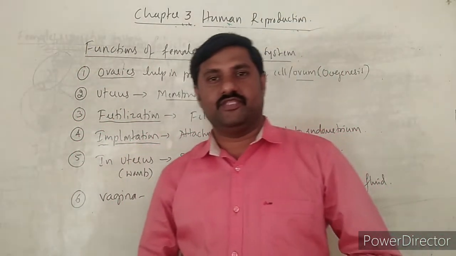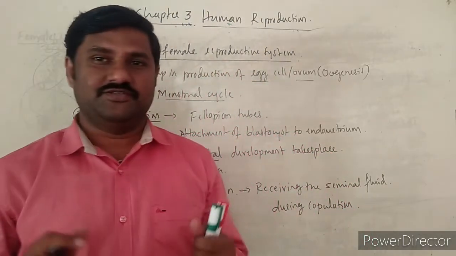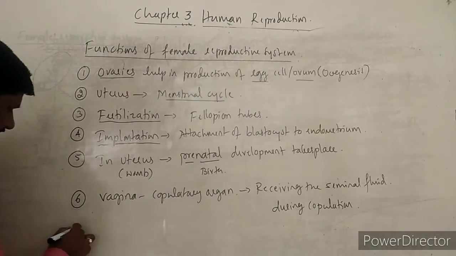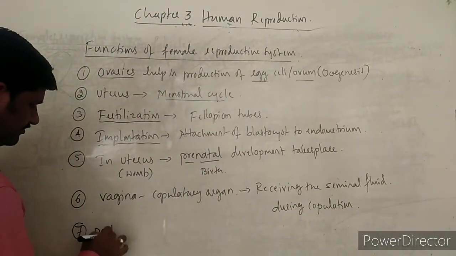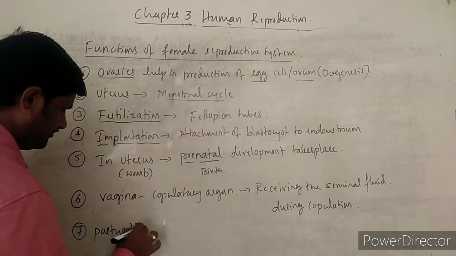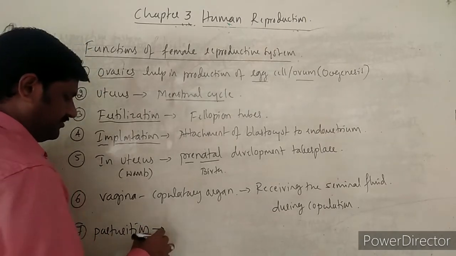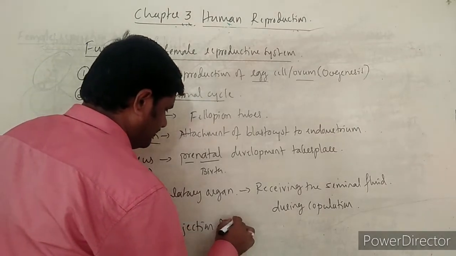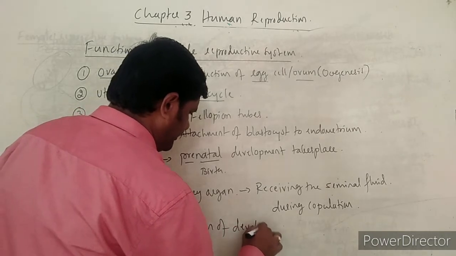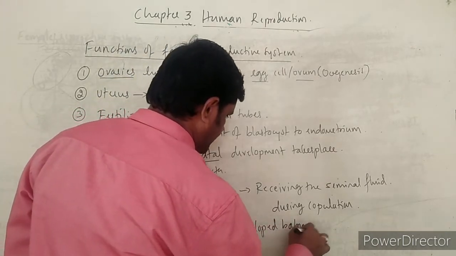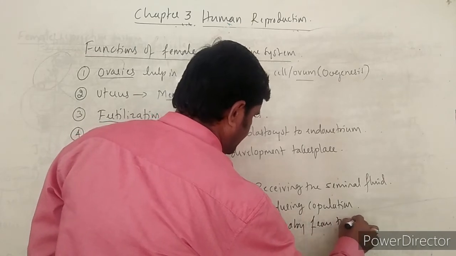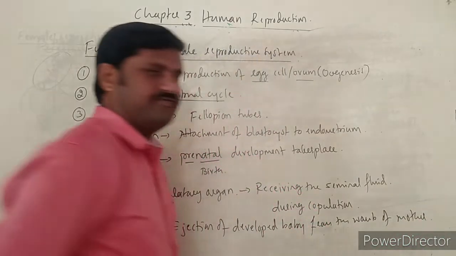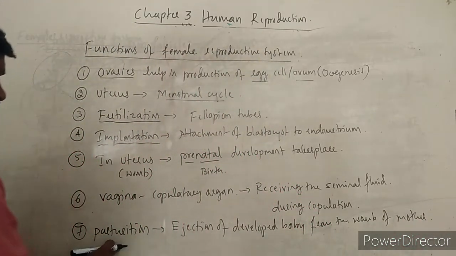And the next one, the birth of the baby that takes place from the womb of the mother, right? That is called parturition, right? Seventh function is parturition. Parturition is nothing but ejection of the developed baby from the womb of the mother. From the womb of the mother is called parturition.